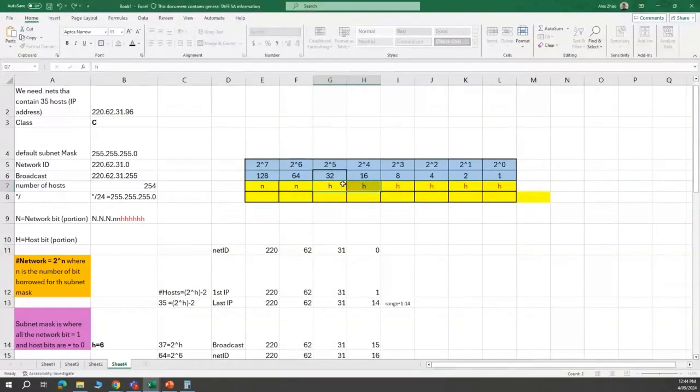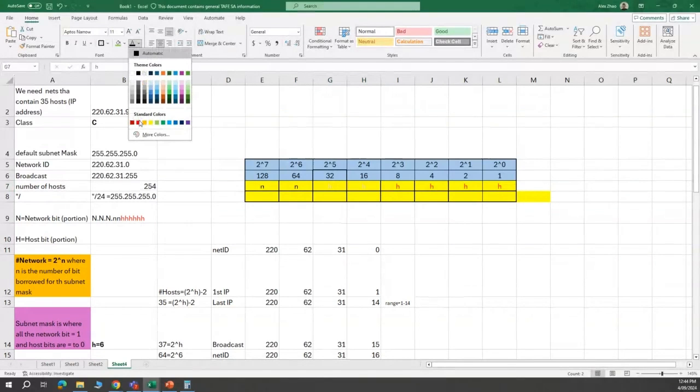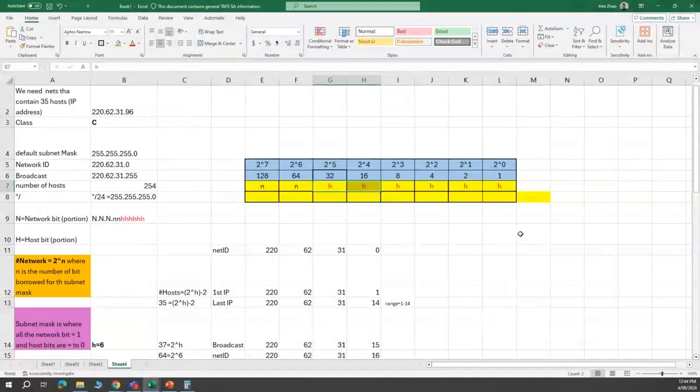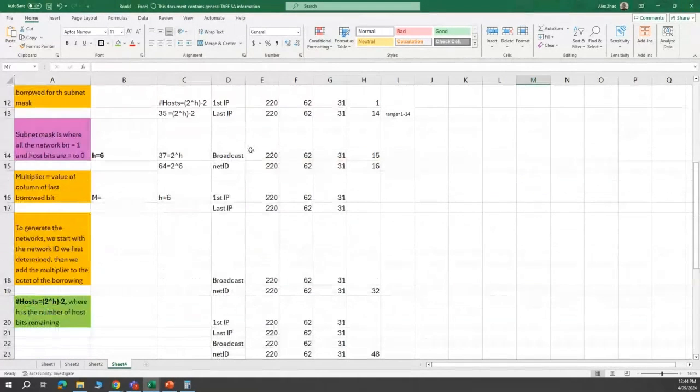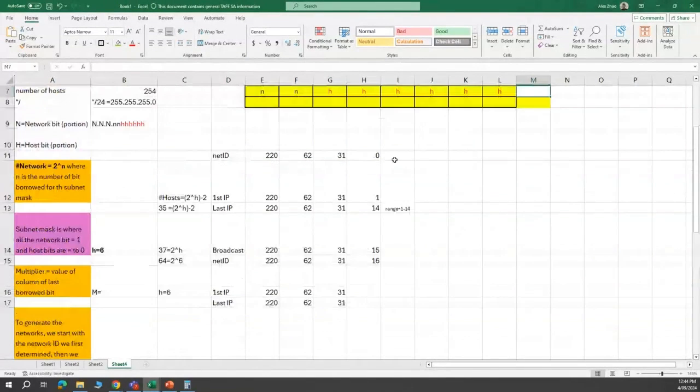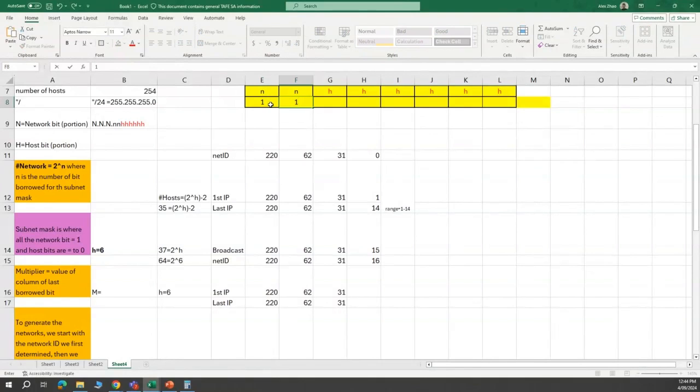And we're going to have an arrangement of network bits and host bits like that. Okay? Now, if we look at the subnet mask definition, the subnet mask is, again, where the network bits are equal to 1 and the host bits are equal to 0. So 1, 1, 0, 0, 0, 0, 0, 0, and changing these two to be the right colors.